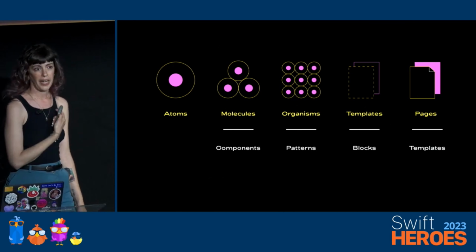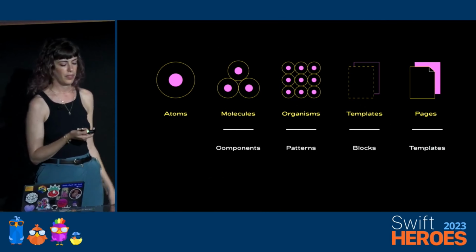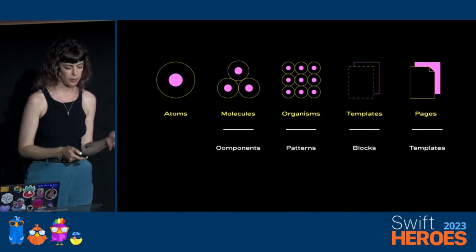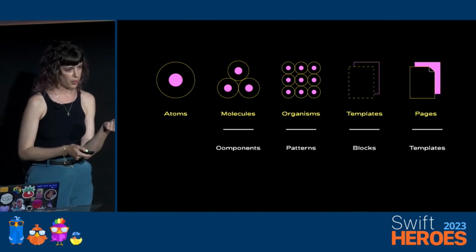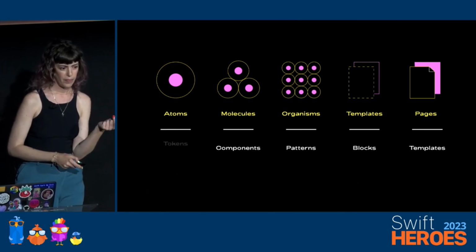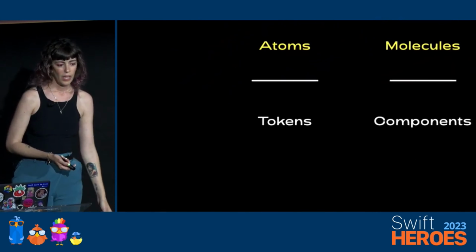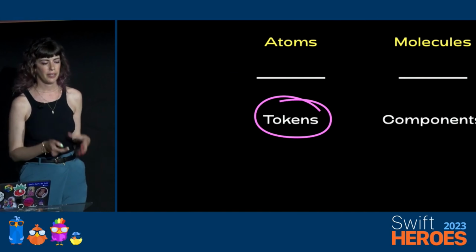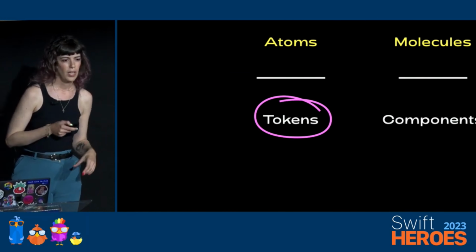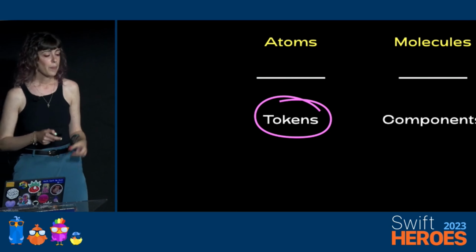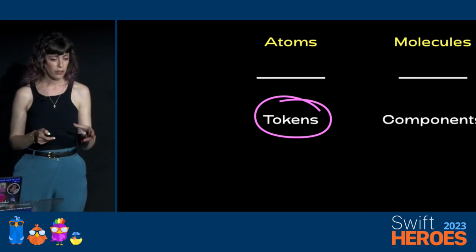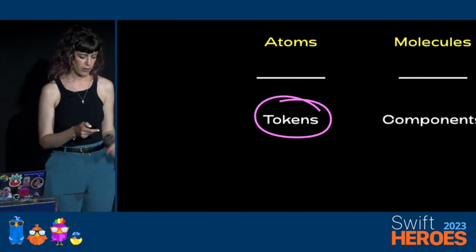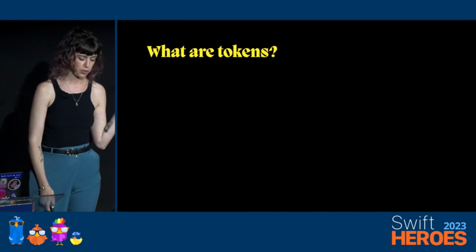So, what are atoms? If now we are used to thinking about components, and we said that atoms are the smallest part of the design, what are they? They are tokens. Actually, Brett Frost says that tokens should be considered as subatomic particles, smaller than an atom. But if we said that atoms are color and text, and these are the basic building blocks of our UI, then these are tokens. Let's see, actually, what are tokens?